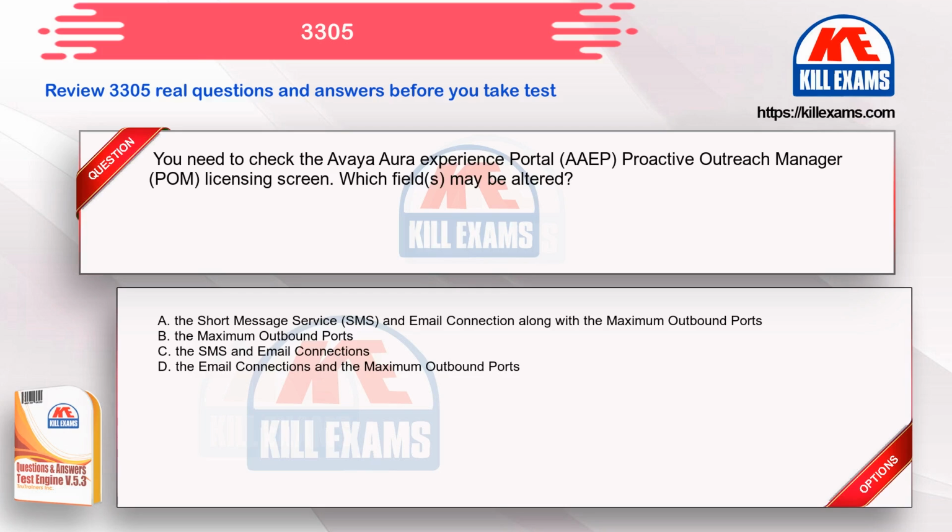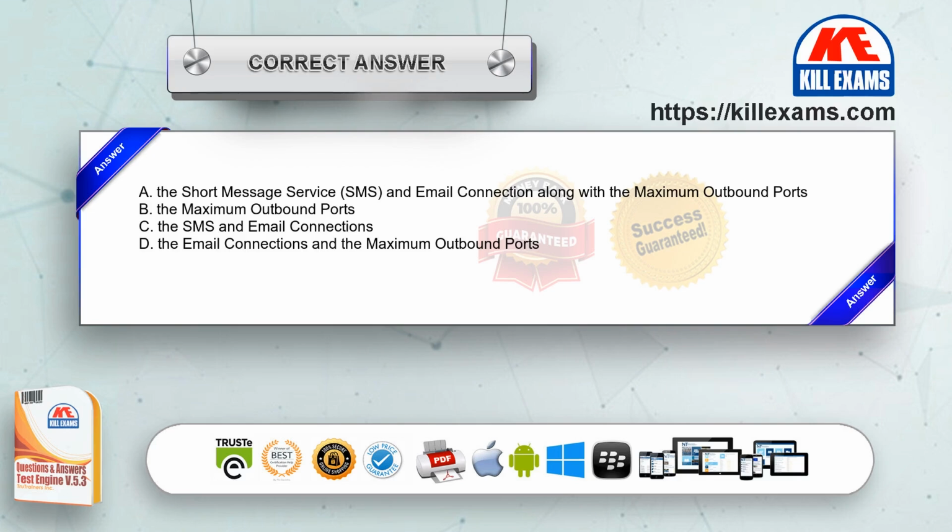You need to check the Avaya Experience Portal, AAEP, Proactive Outreach Manager, POM, licensing screen. Which fields may be altered? Option A. The short message service, SMS, and email connection along with the maximum outbound ports. Option B. The maximum outbound ports. Option C. The SMS and email connections. Option D. The email connections and the maximum outbound ports. The correct answer is option A.